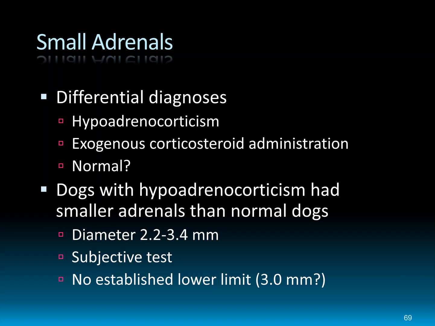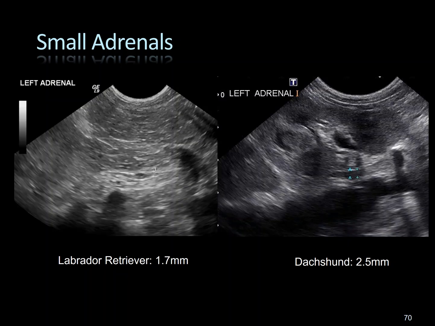And depending on how small they are, they could be normal for a given patient. We know that it has been found that dogs with hypoadrenocorticism do have smaller adrenal glands than normal dogs do, but that's pretty subjective, and there's actually not really an established lower limit for how small is still okay for an adrenal gland. So it is a bit subjective when you start saying that an adrenal gland might be too small for a given patient. Now, that said, if they're so small you can't even find them or have a hard time finding them, that's a concern.